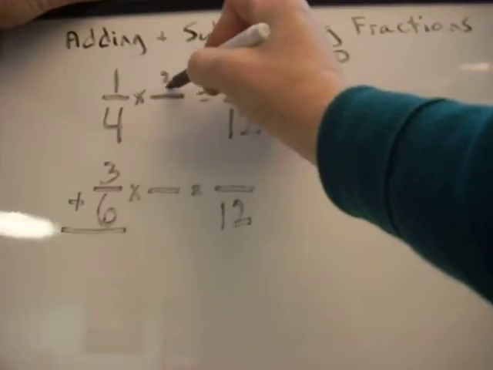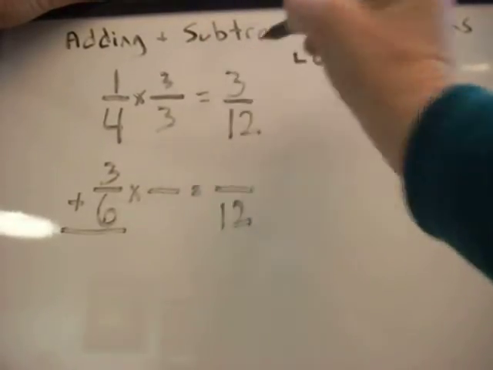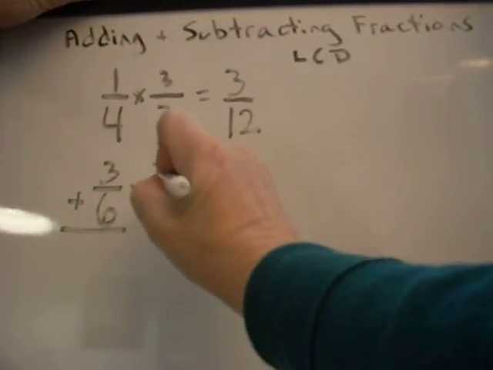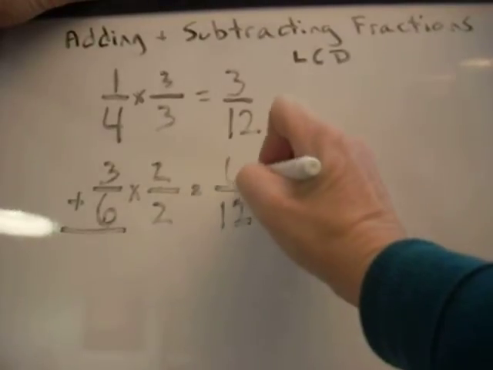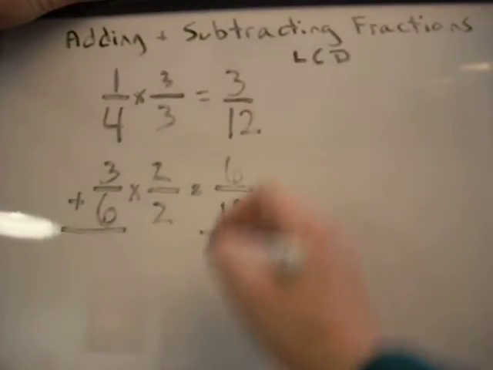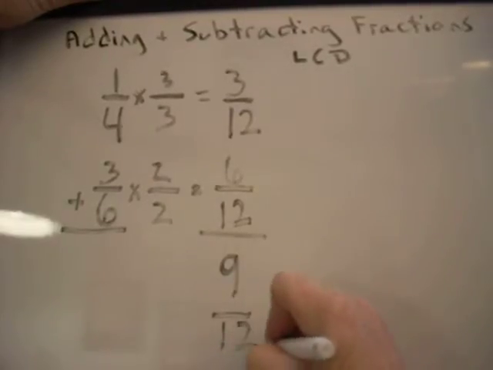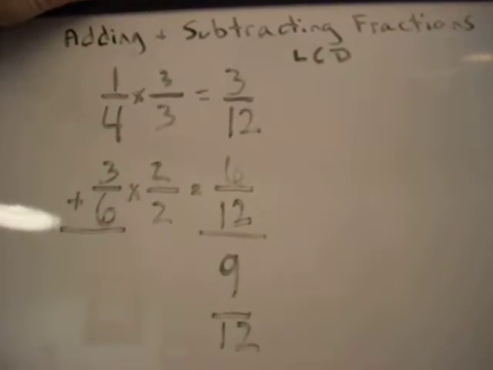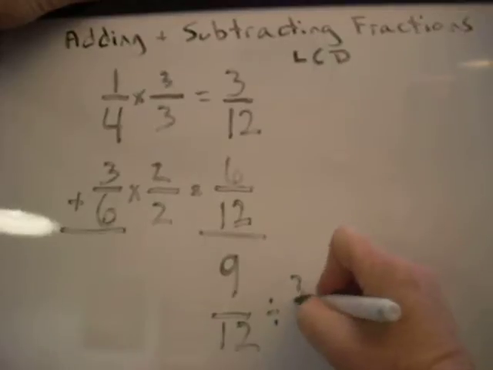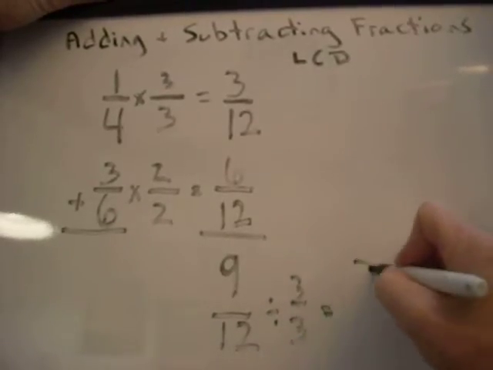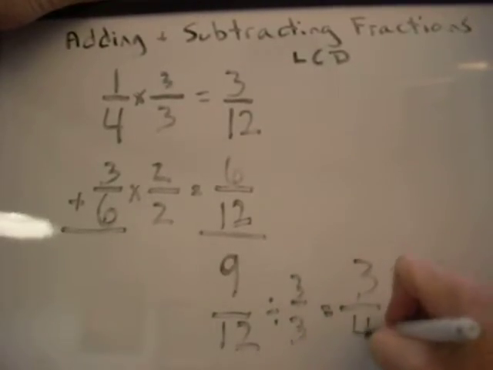So I multiply this by 3 over 3, which would give me 3/12. This by 2 over 2, which would give me 6/12. Now I can add this, and I would get 9/12. I can simplify 9/12. I can divide this by 3 over 3, and I get a total of 3/4.